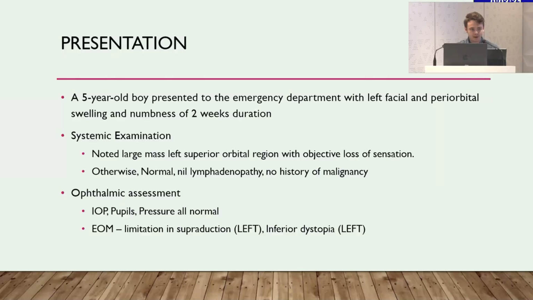His systemic evaluation noted no lymphadenopathy, no history of malignancy, otherwise well, no recent illnesses. Ophthalmic assessment showed normal visual acuity, pupils equal and reactive to light without a RAPD, pressure was equal bilaterally. He had a left inferior globe dystopia and a limitation in supraduction of the left eye. All other ophthalmic assessment was normal.